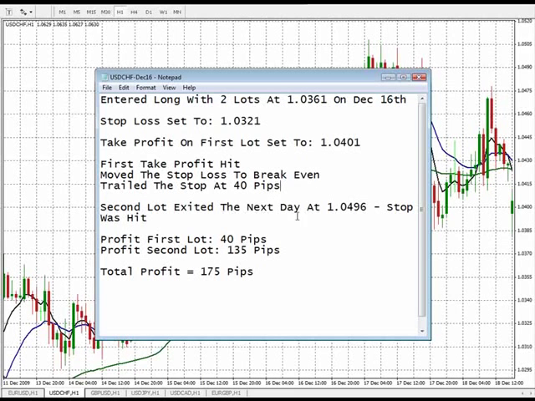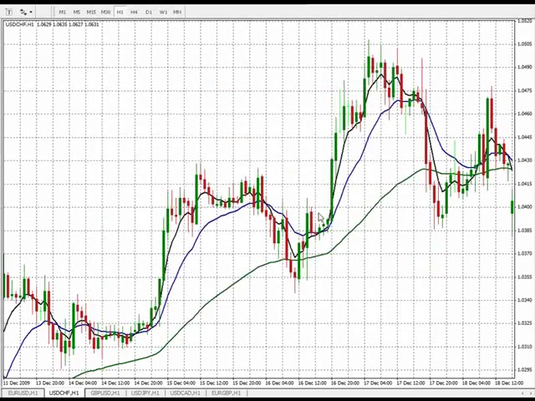The second lot was exited the next day at 1.0496. The stop was hit. It rose up to above the 1.05 level and dropped again. So then we have a profit of 40 pips on the first lot, 135 pips on the second lot, for a total profit of 175 pips. So very profitable trade, 175 pips in one day, and a good example of how to use this system for long trades.